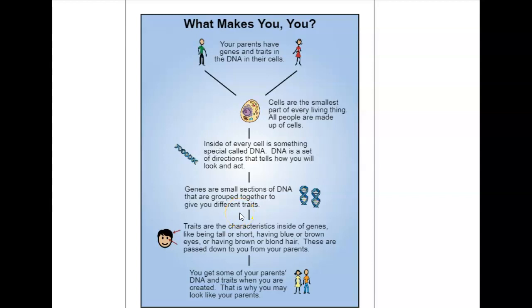Traits are the characteristics inside of genes, like being tall or short, having blue or brown eyes, or having brown or blonde hair. These are passed down to you from your parents. So our traits are inside of our genes. Our genes give us our traits, and we get our genes from our parents. You get some of your parents' DNA and traits when you are created. That is why you may look like your parents. Okay, so let's see.